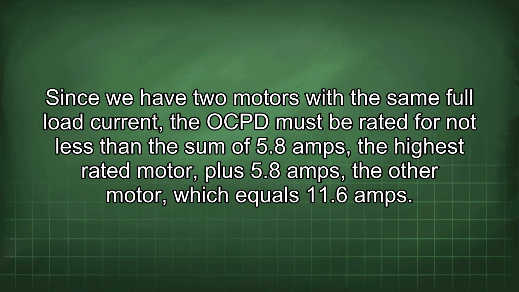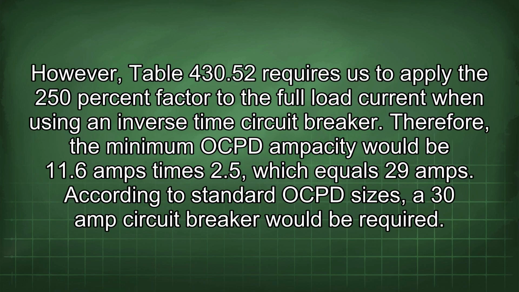Since we have two motors with the same full load current, the OCPD must be rated for not less than the sum of 5.8 amps, the highest rated motor, plus 5.8 amps, the other motor, which equals 11.6 amps. However, Table 430.52 requires us to apply the 250% factor to the full load current when using an inverse time circuit breaker. Therefore, the minimum OCPD ampacity would be 11.6 amps times 2.5, which equals 29 amps. According to standard OCPD sizes, a 30 amp circuit breaker would be required.